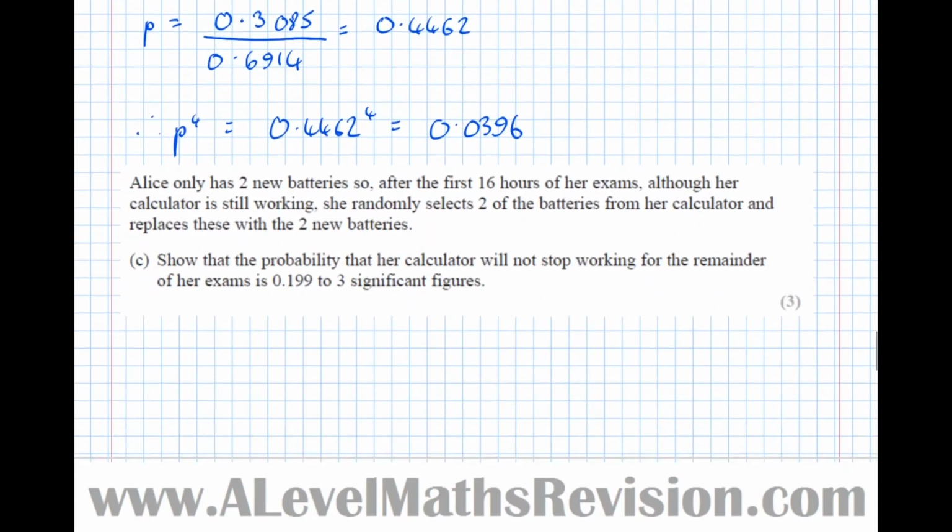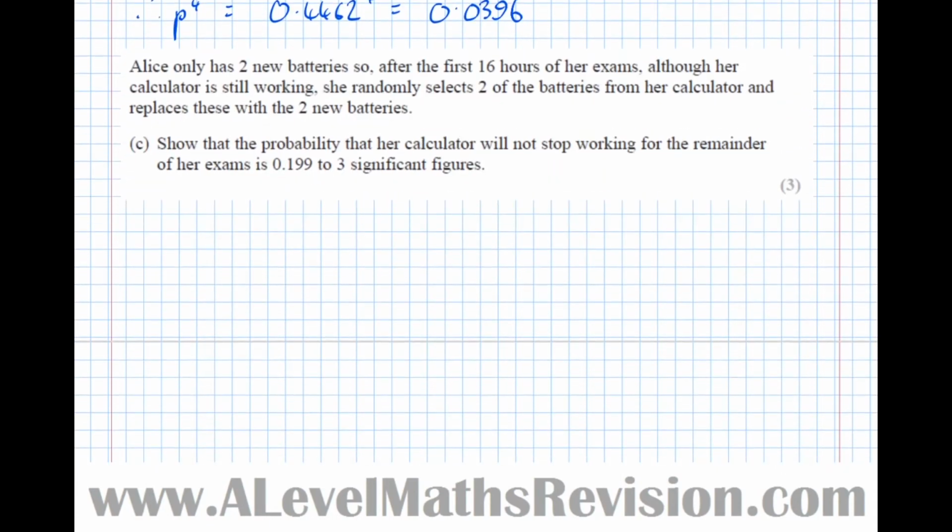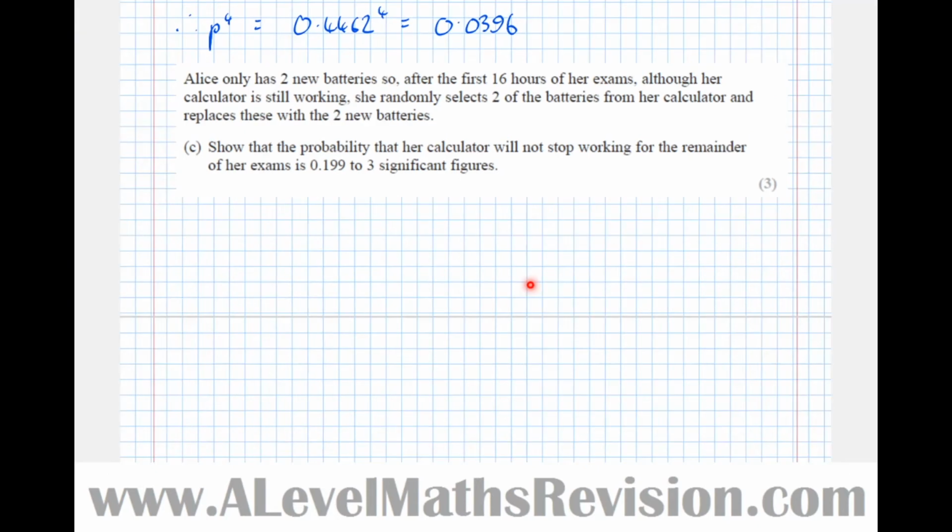So the next part says Alice only has 2 new batteries, so after the first 16 hours of her exams, although her calculator is still working, she randomly selects 2 of the batteries from her calculator and replaces these with 2 new batteries. Show that the probability that her calculator will not stop working for the remainder of her exams is 0.199 to 3 significant figures.